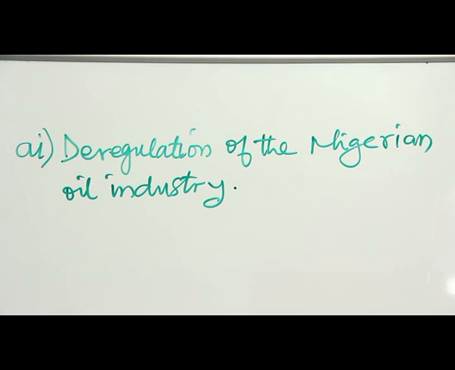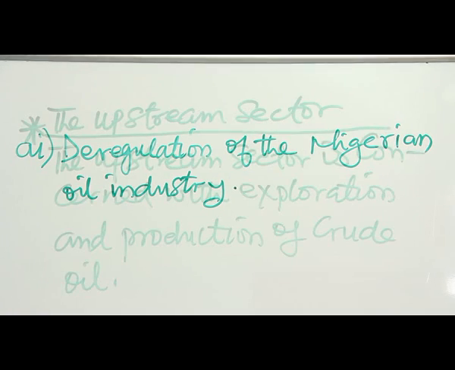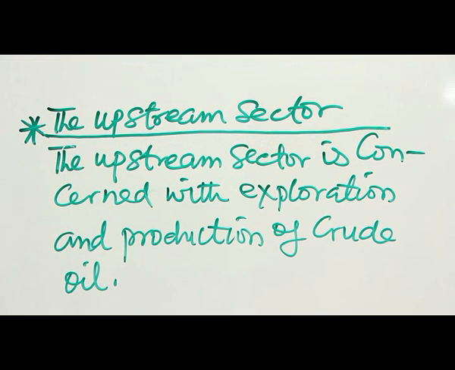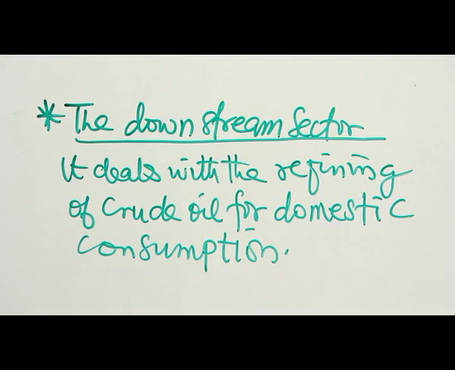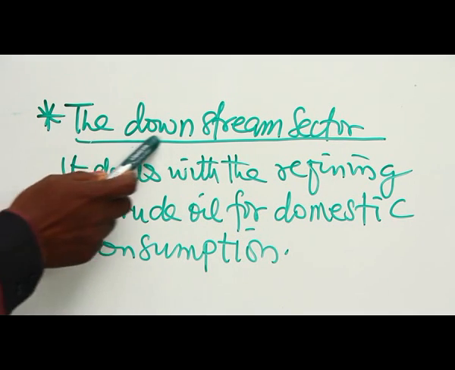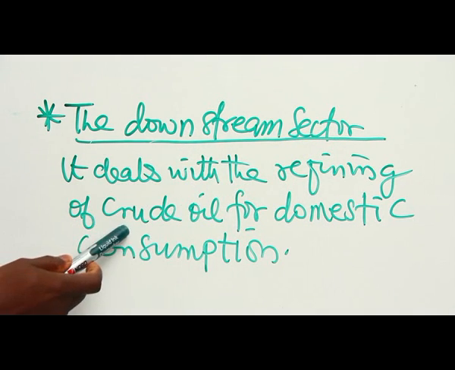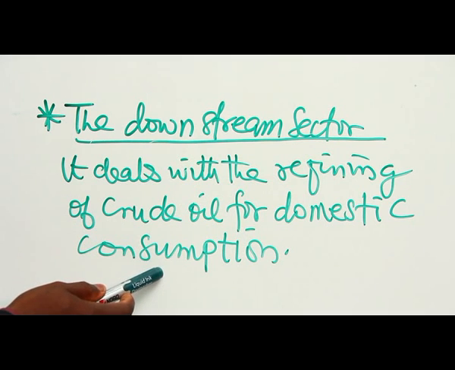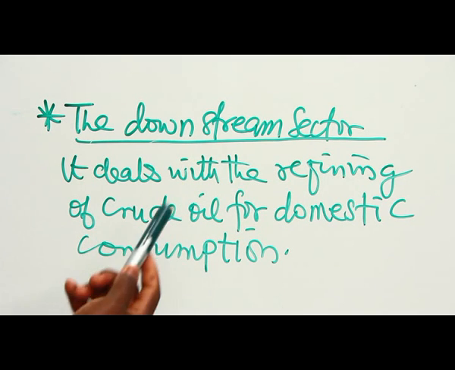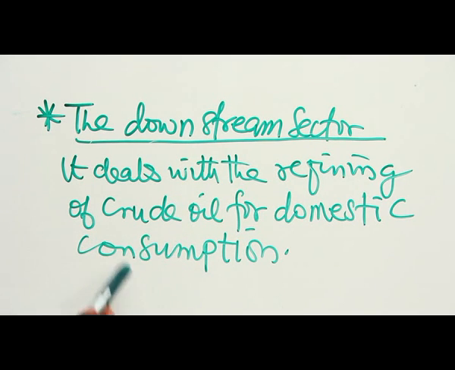A1. The regulation of the Nigerian oil industry. The upstream sector. The upstream sector is concerned with exploration and production of crude oil. The downstream sector deals with the refining of crude oil for domestic consumption. So we are talking about maybe petrol, kerosene, diesel for domestic consumption.